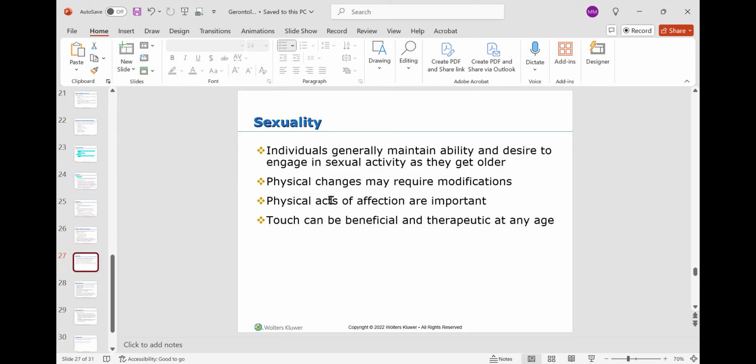Individuals generally maintain ability and desire to engage in sexual activity as they get older. There is a town in Florida called The Villages. Google it, okay? It's the biggest retirement community, I think, in the world. It's its own town. It's called The Villages. It's in Central Florida. I've been there. I've taken care of patients there. They have the highest rate of sexually transmitted diseases in the whole state. Google it. The Villages, Florida.